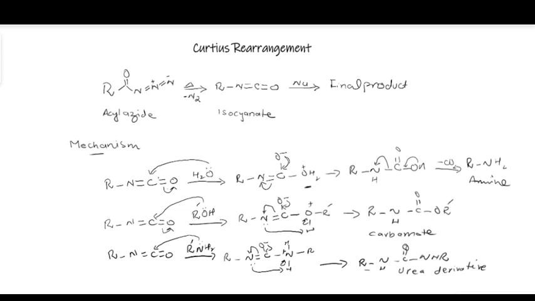So these are the different reactions of isocyanates with different nucleophiles, leading to different types of products. So this is all about Curtius rearrangement.